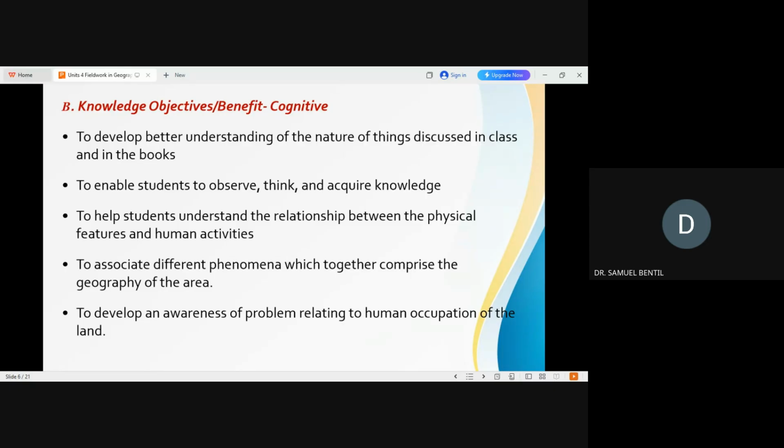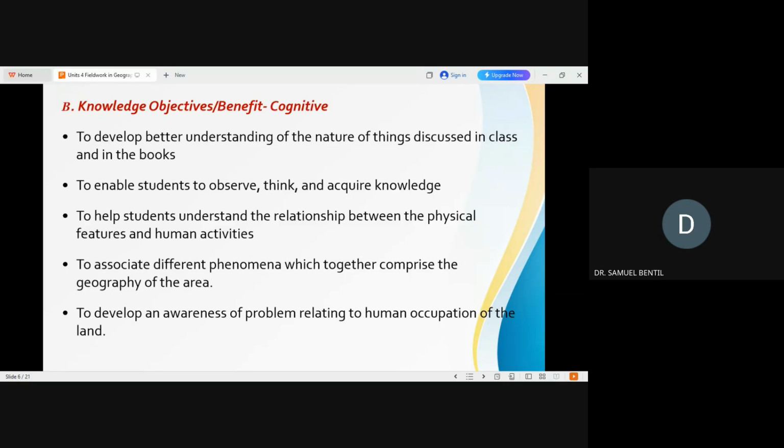Then we're also saying that it also enables students to observe, think, and acquire what? Knowledge. Think and acquire knowledge. It also helps students understand the relationship between the physical features and human activities within their environment or their various places.